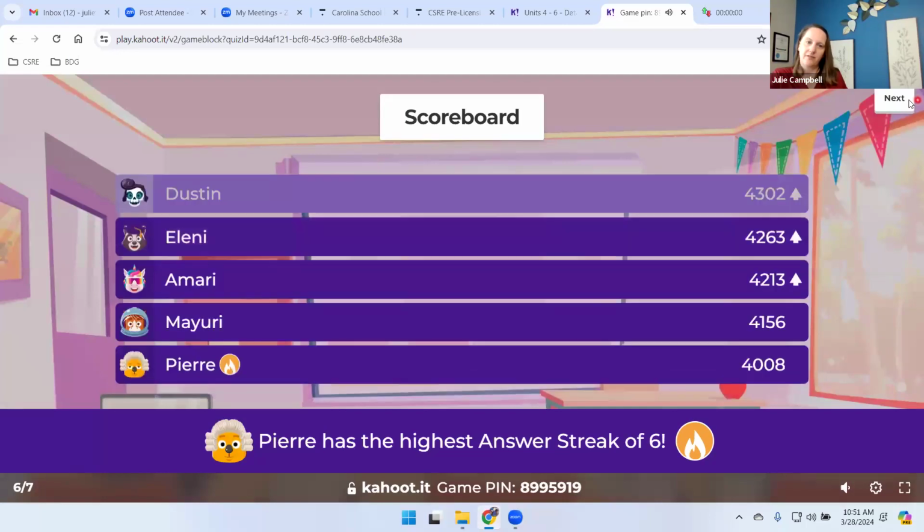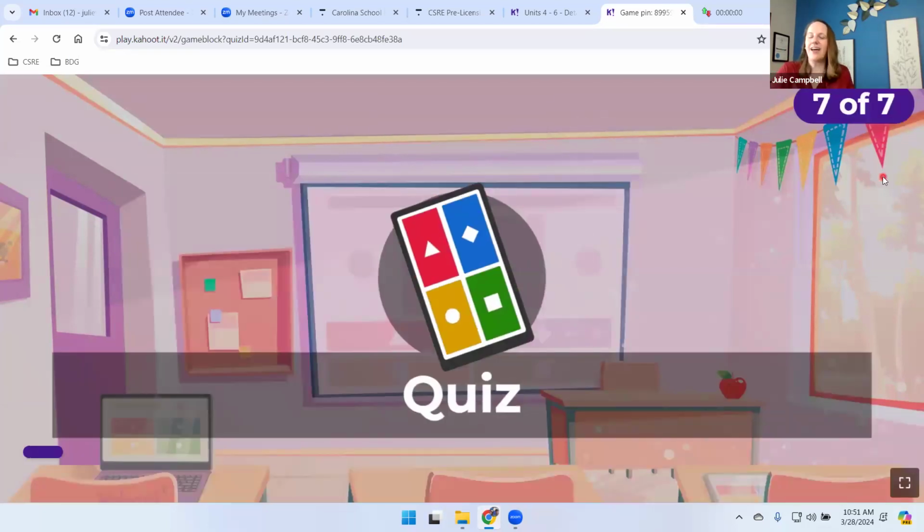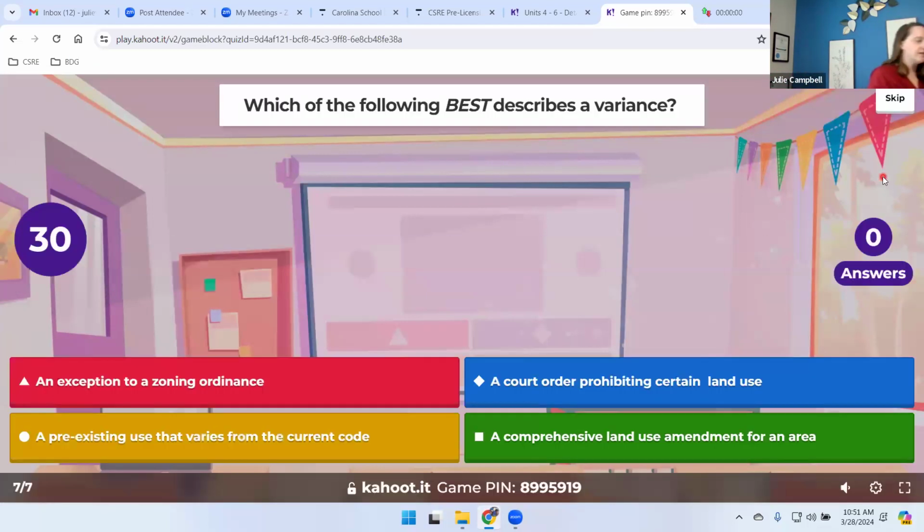So we have Dustin's on top now, followed by Alini and Mari. Mari's still on. Pierre's on fire this round. You got an answer streak of 6. And our last one, which of the following best describes a variance?